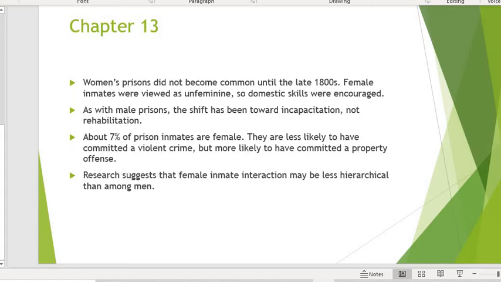an impatience with rehabilitation, and the idea that, well, if we can't stop people from committing crimes, we'll at least get them off the streets and incapacitate them so that they can't victimize people in open society, right? So it's been a harder, tougher sort of approach for women as well as men.